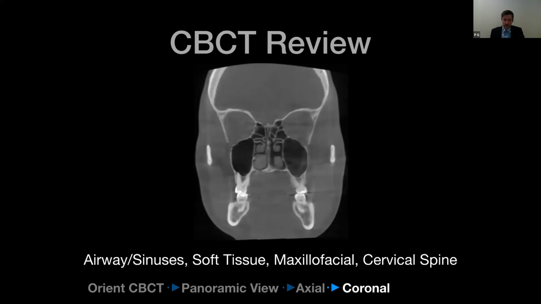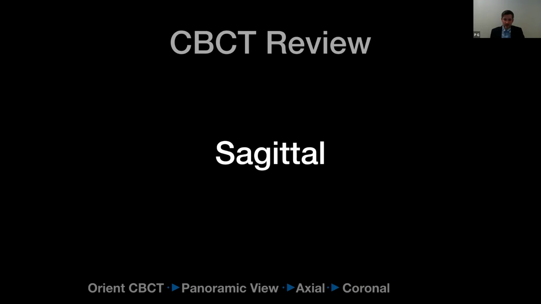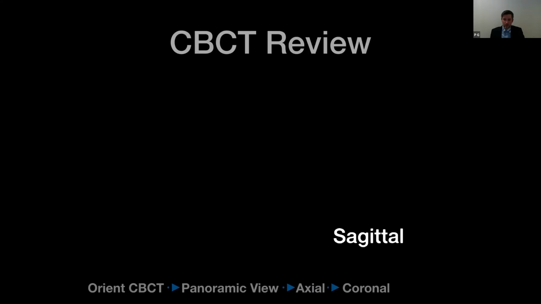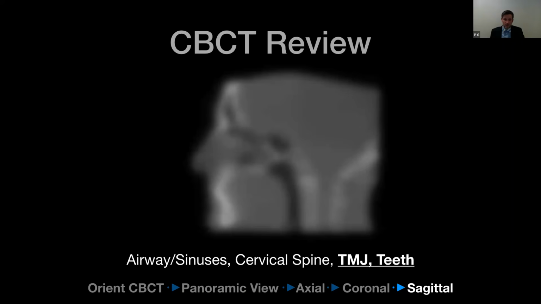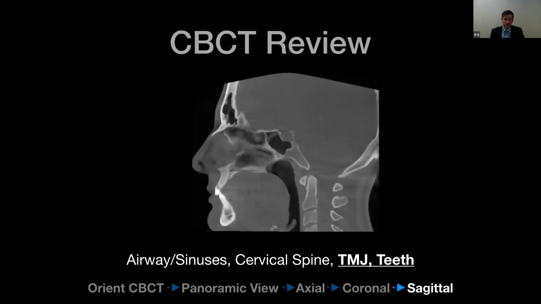And I know I've kind of been hating on the sagittal view, but the sagittal view does have a really critical role. And so I save it for last, and I use the sagittal view. Again, you can look at airway and sinuses. So for those of you that are interested in treating obstructive sleep apnea, cone beam is really helpful to evaluate for possible obstructions in the airway. So the lingual tonsils, the adenoids, this view is really critical for evaluating those structures.